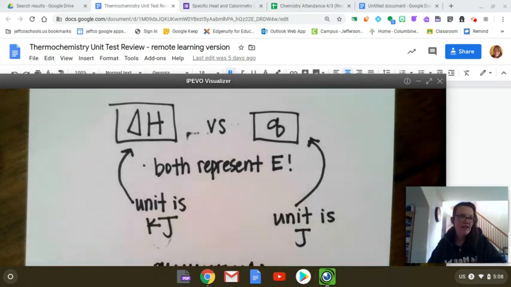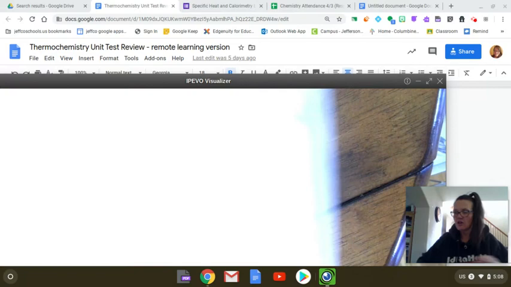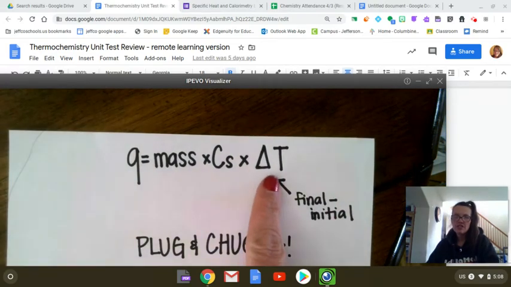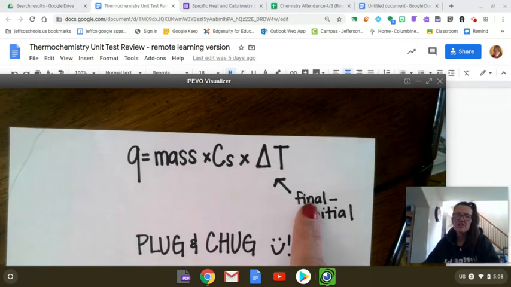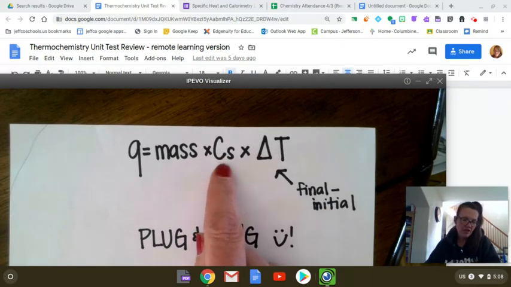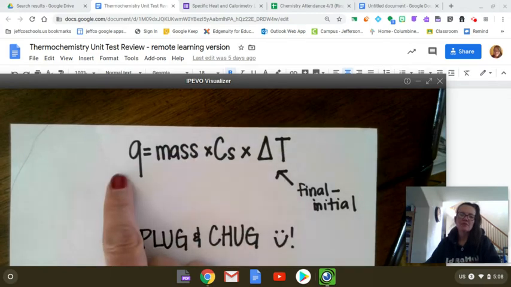The other thing that I want to just point out really quick before we try a practice problem is the equation. So to find out the amount of energy that's needed to change the temperature, you have to know how much the temperature changes, right? So you're going to take the final temperature minus the initial temperature. You're going to multiply that by the specific heat. This is a value or a constant that will always be given to you. And then, of course, multiply by the mass, okay? So you plug all those numbers in and you get a value for Q.